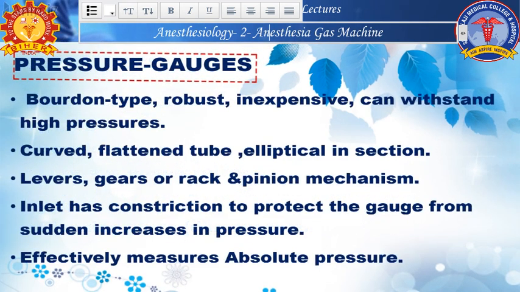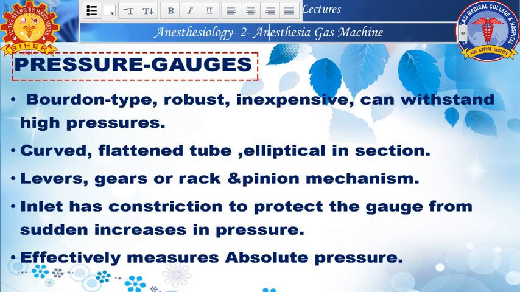Coming to the pressure gauge, it is one of the very important components of the machine, because the pressure gauge only gives you the idea about how much gas is left, particularly for the common life-saving gas, that's the oxygen.